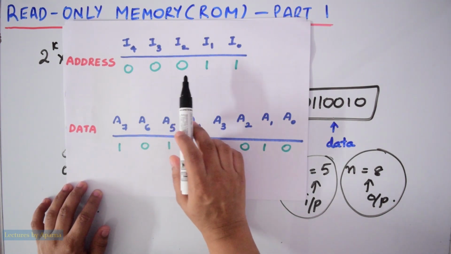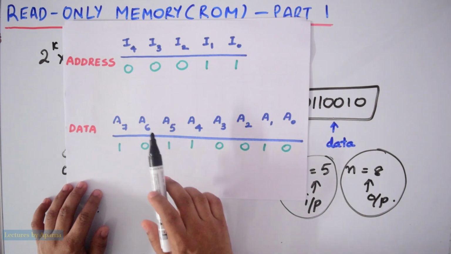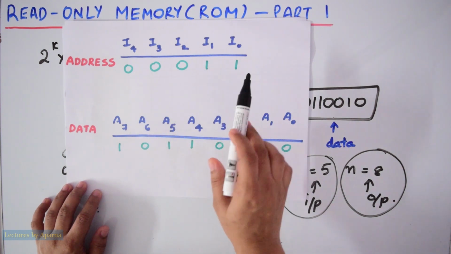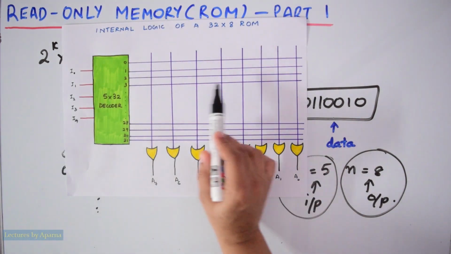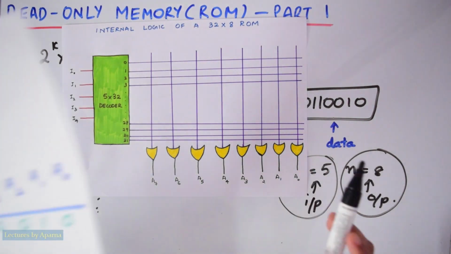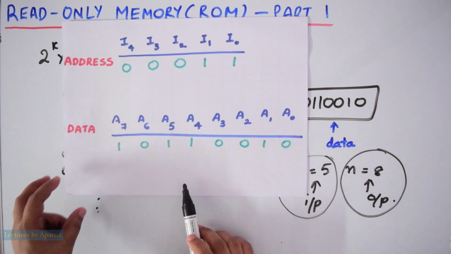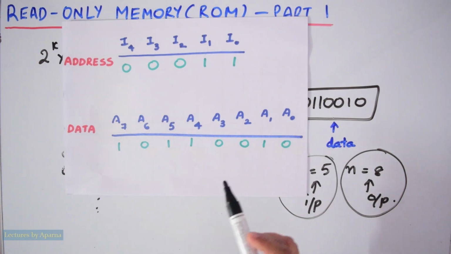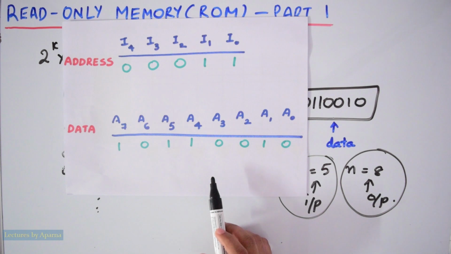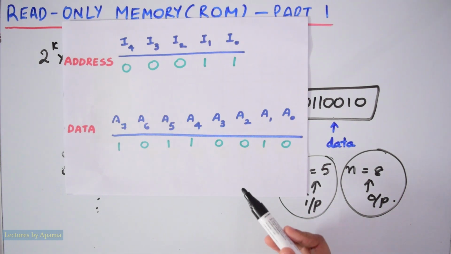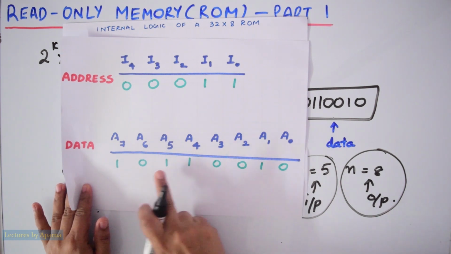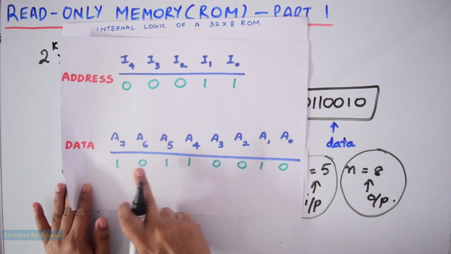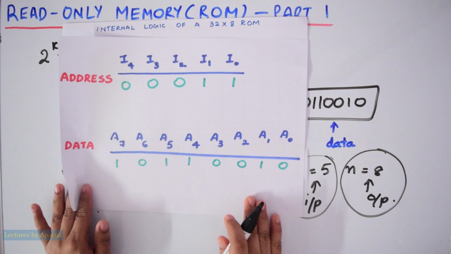So 00011 is a memory address. 00011 means decimal 3. So in the decoder output it will be here. Suppose the data present in it is this. This is just a random example that I have taken to explain. The programmer will already have put this data in this location. For logic 0, nothing should be marked, and for ones an X will be marked.